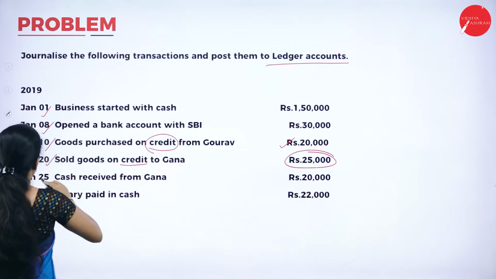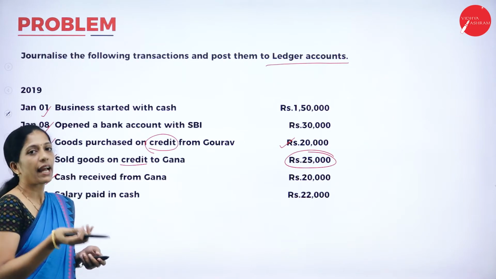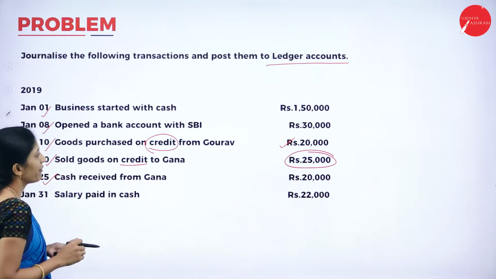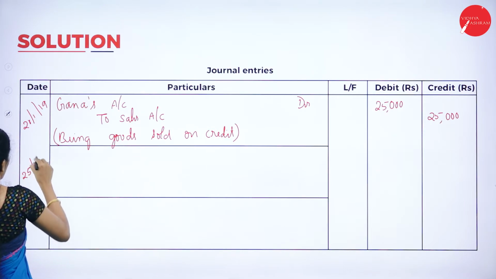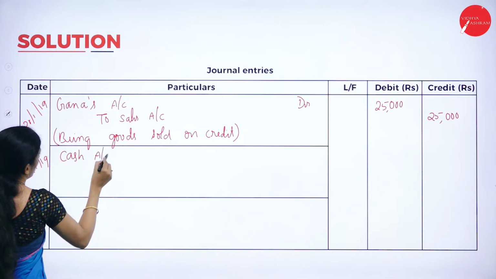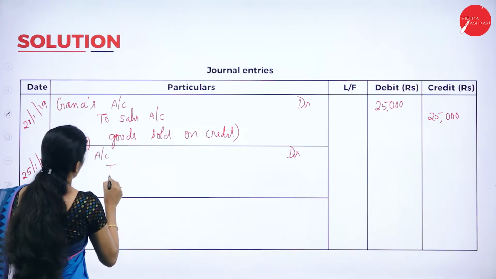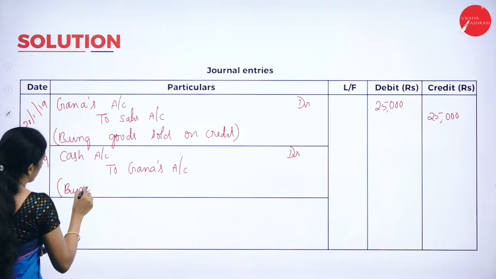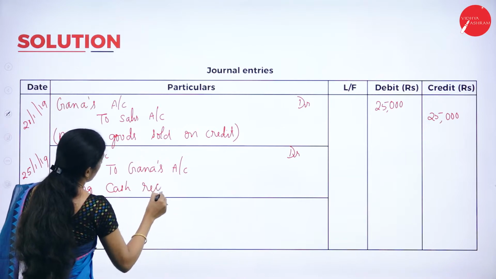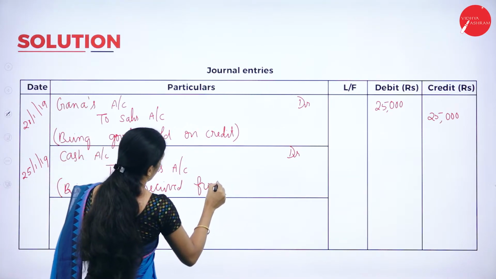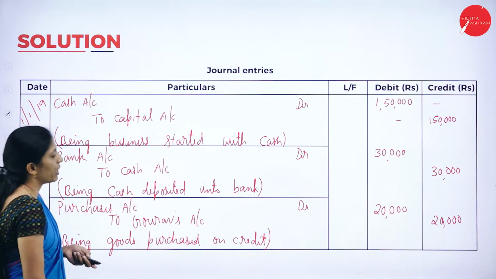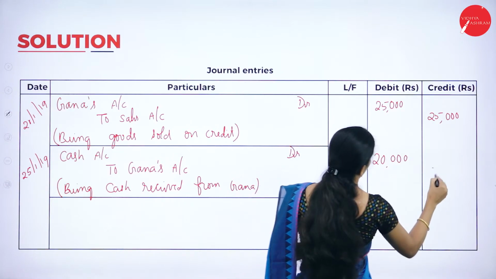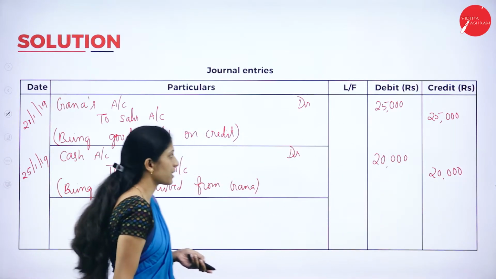Now coming to the next one, cash received from Ghana. So what is your entry? Cash account debit, because you are receiving the cash from whom? Ghana. So cash account debit to Ghana's account. That is 25th/1/2019. So cash account debit to Ghana's account, because you are receiving cash. Being cash received from Ghana. And what is the amount received? That is 20,000. 20,000 in the debit side and 20,000 in the credit side.